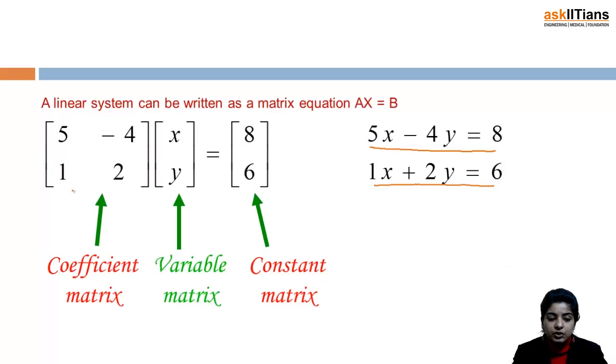This is the coefficient matrix. You will take the coefficients of x and y. This would come with the sign: 5, minus 4, 1, 2. And then you have the matrix of variables, or you can call it the variable matrix, and then we have the constant matrix. So this is how you can transform this system into this form.